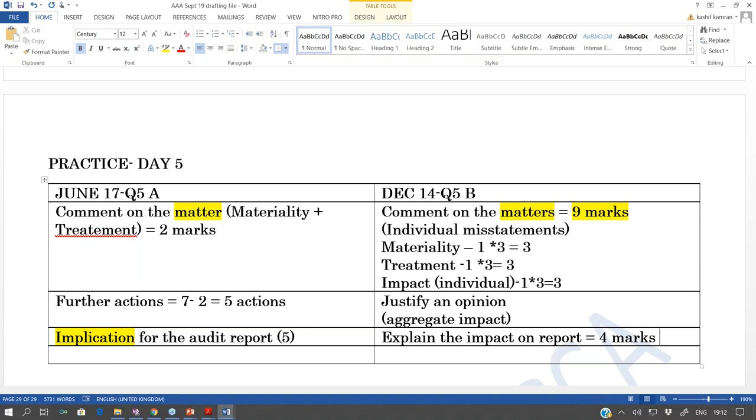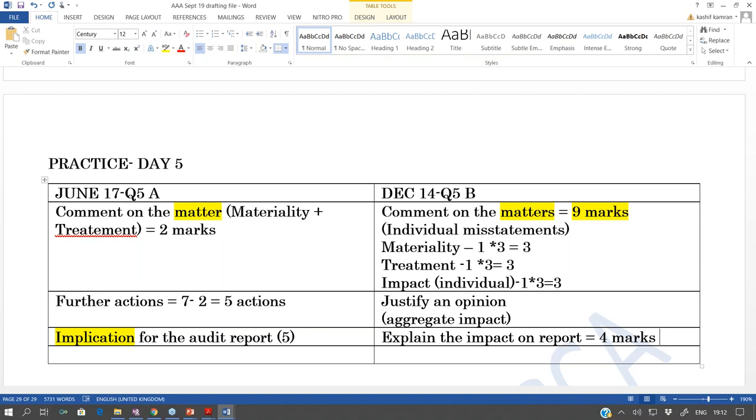Is everyone clear on this? Now, I'm going to the break for 15 minutes. Post break, you need to do two things. You will start reading the June 17 question number 5A in the next 15 minutes, and you will start reading the December 14 question number 5B in the next 15 minutes.